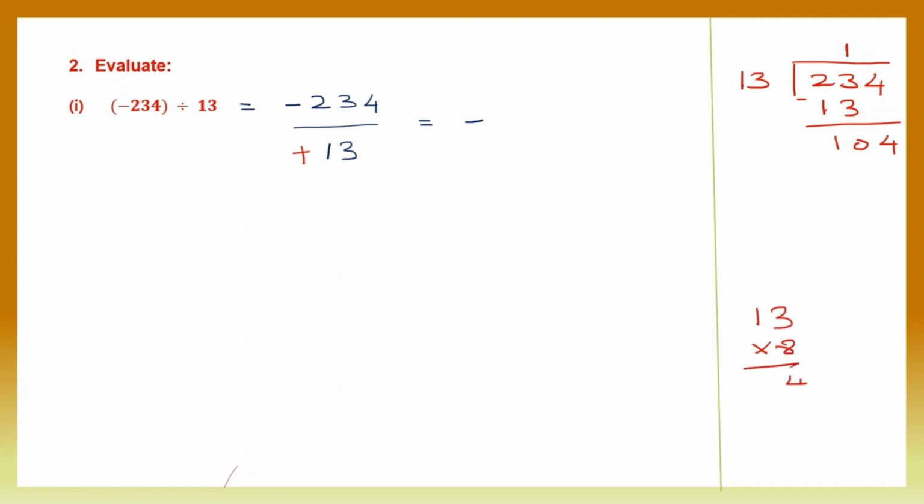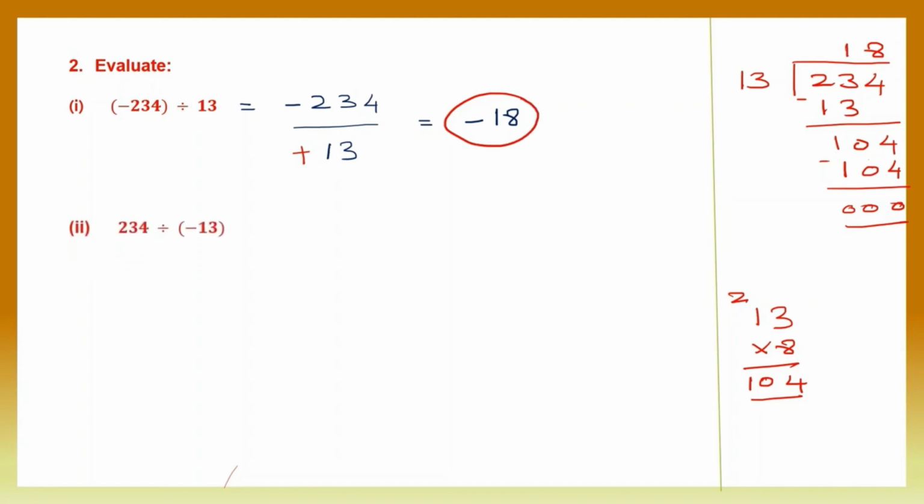8 threes are 24, carry 2. 8 ones are 8, 9, 10. That's 104. So 13 into 8 is 104. So we've got our quotient. Quotient is 18. So let's write it down here. Quotient is 18, but with the sign, our final answer is minus 18.